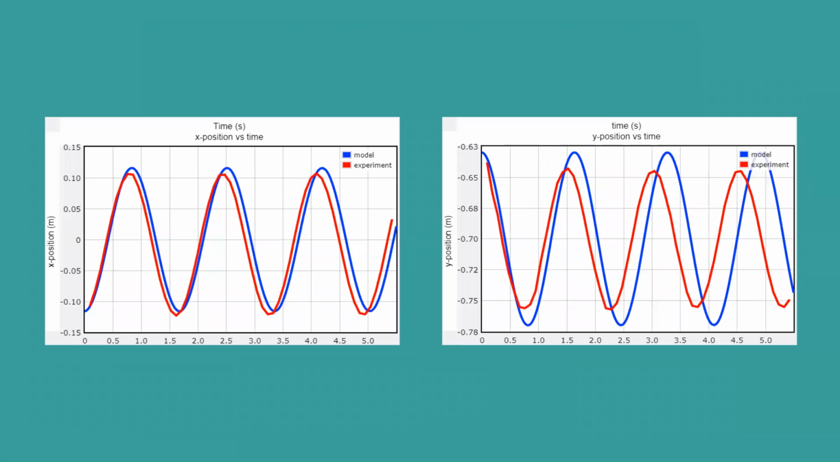Here we can see how our model's prediction compares to the experimental data. On the x position, the model is a little bit delayed. On the y position, the prediction is even less accurate. We can see the delay in the model's prediction gets larger after each oscillation, and the predicted amplitude is greater than what it should be.